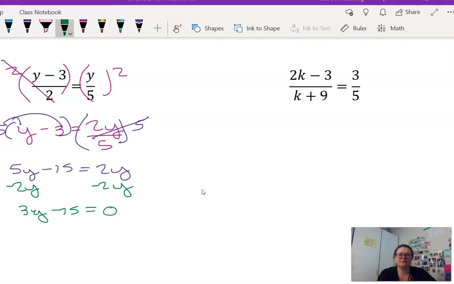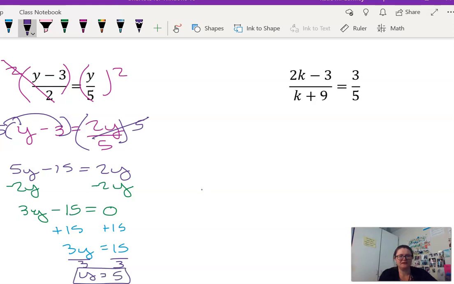This is zero. So I thought this would be a good example just to show you what happens when you end up in that situation, because it might happen. So if you get rid of everything on one side of the equal sign, put a zero on so that you still have an equation, because now we need to finish solving it. Add 15 to both sides, 3y, divide by 3 on both sides. So y is 5.